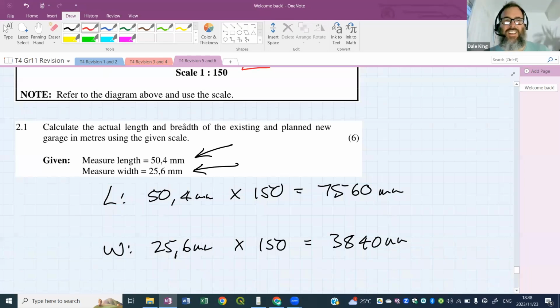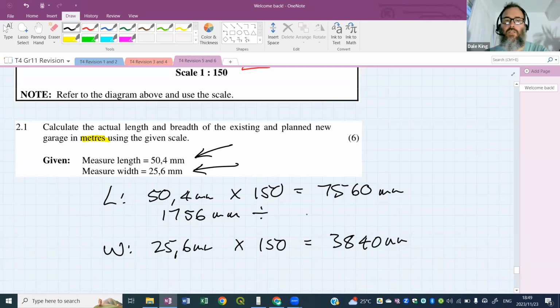Calculate the actual length and breadth of the existing and planned new garage in meters. So you need to convert. Yes. How do we change millimeters into meters? How many millimeters are there in a meter? Ooh, how many centimeters are there in a meter? Do you know? 100, sir. Good. How many millimeters are there in a meter? So it's a 10. It's much more. Not much more. 1,000. Yes, it's more.